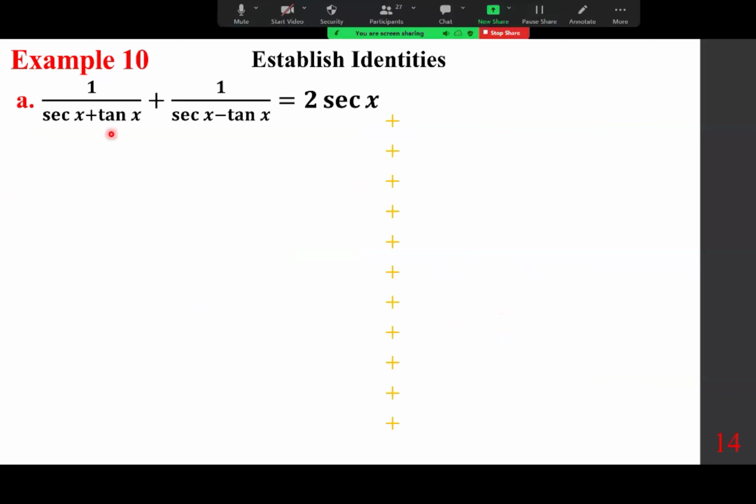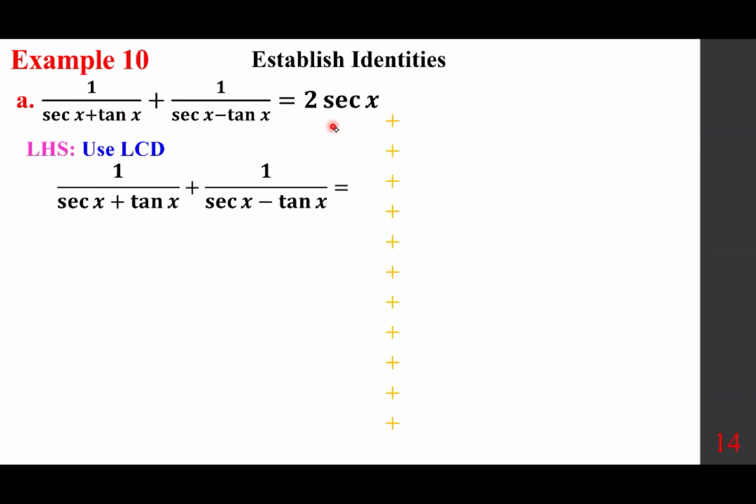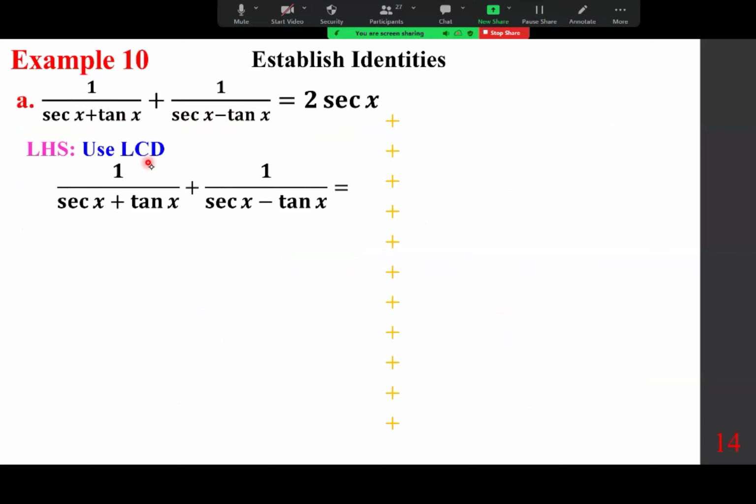Establish identities. We continue working on those. 1 over secant x plus tan x plus 1 over secant x minus tan x is 2 secant x. Well, obviously, the left-hand side is more complicated. We are going to use the left-hand side, and we're going to use the LCD, the least common denominator, because we have two fractions to add up. The LCD, of course, is the product of these two: secant x plus tan x times secant x minus tan x. So this becomes 1 times secant x minus tan x. This becomes 1 times secant x plus tan x.